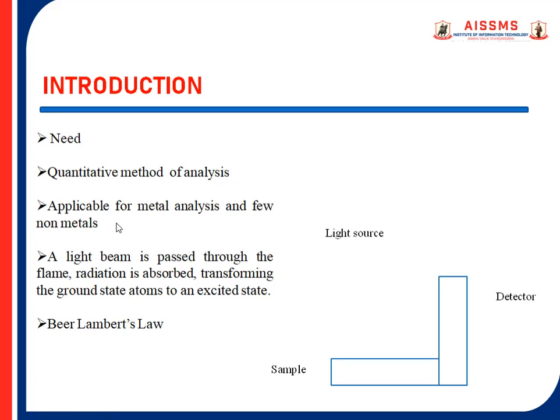Principle of AAS: when a beam of light is made to pass through a flame, a portion of the light will be absorbed by dispersed atoms, in the same manner that a beam of light passing through a solution will be absorbed by the dispersed molecules of a solute. Beer-Lambert's law can be applied to find concentrations using a calibration graph prepared from standards. Absorbance is directly proportional to path length and concentration.